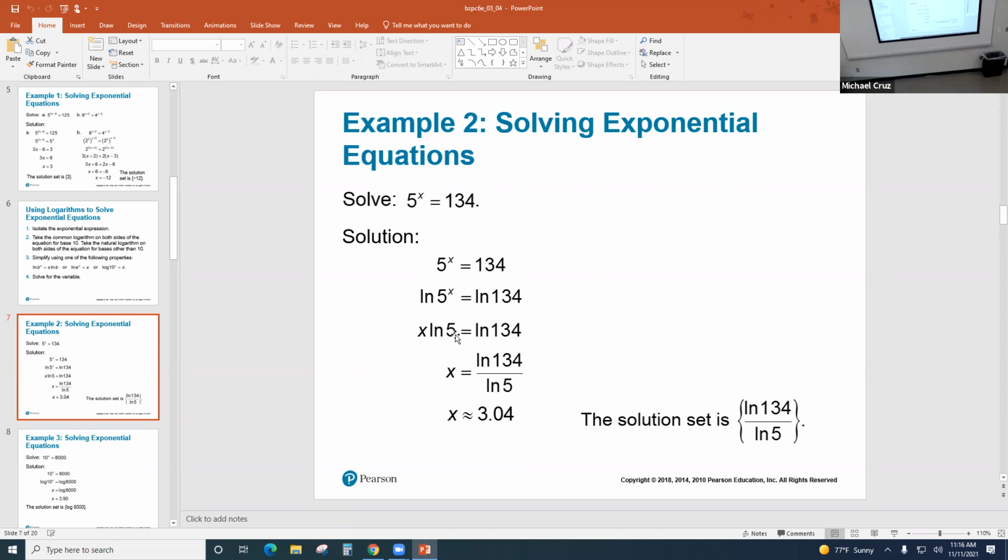And from here on, it's just like a regular equation, because remember that ln 5 is multiplying the x. So then we divide both sides by ln of 5. I'll try to put in a little bit of steps in there to show you what happened. But you're basically dividing this side by ln of 5 and this side by ln of 5. And then you take ln of 134 and divide it by ln of 5, which is approximately 3.04. Okay?